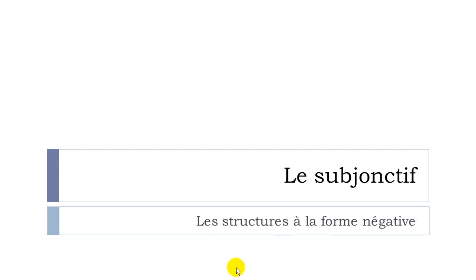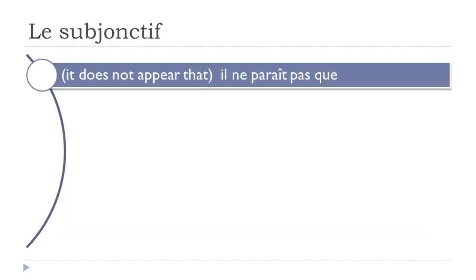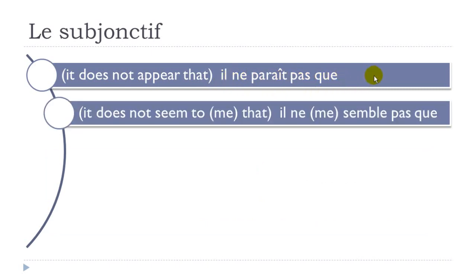This one will concentrate on les structures à la forme négative. So remember, structures in which the verbs will be in the negative form, and we'll discover these structures. Okay, so the first one is il ne paraît pas que. Il ne me semble pas que. So we've got this me just because it would be possible to put someone else. Il ne te semble pas, il ne lui semble pas, etc. Okay?